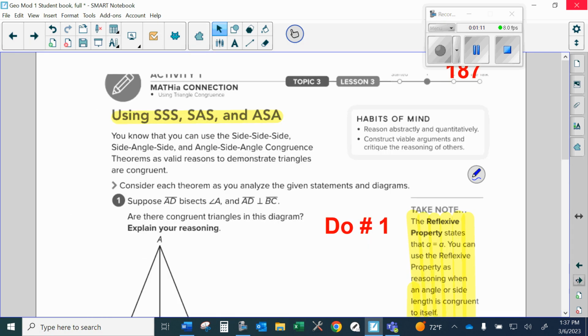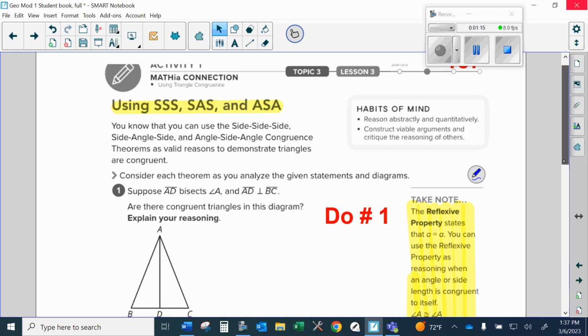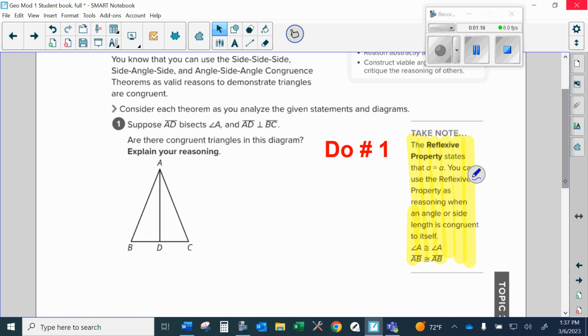Okay, so now we're going to use SSS, SAS, and ASA that we just did in our last section. Okay, do number 1. Reflexive property. Here's one that is a major one you're going to use in proofs, so you need to know what it says. It says A equals A. You can use the reflexive property with an angle or a side length. So here we have angle A is congruent to angle A, or segment AB is congruent to segment AB. So it can be with angles or sides that are equal to itself.